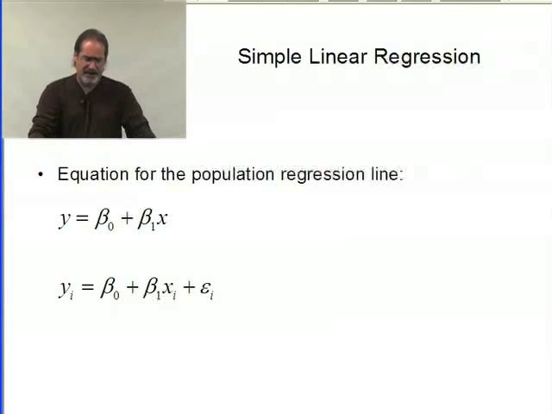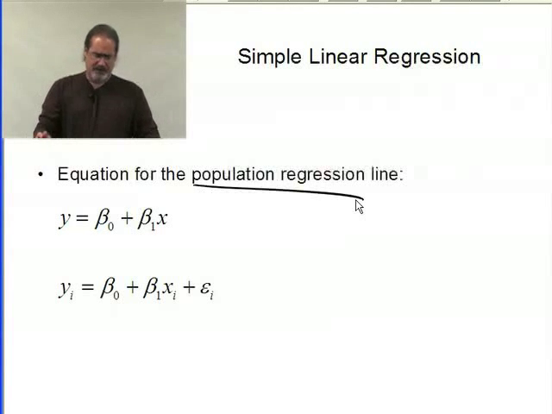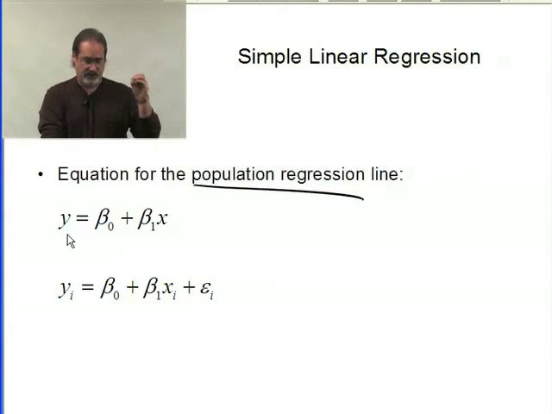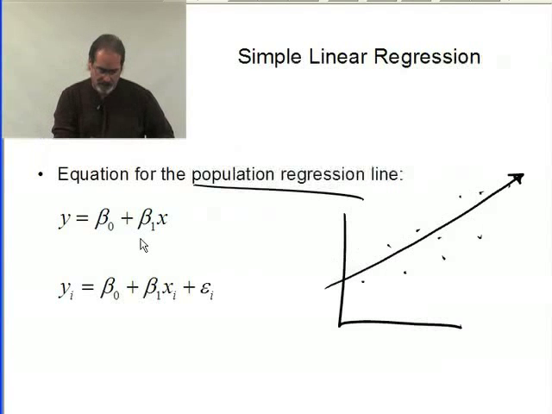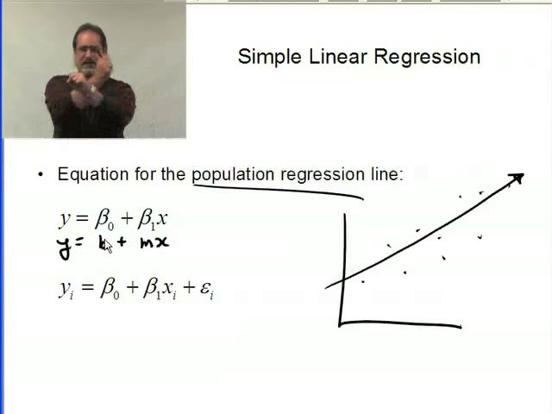Now, the equation for the population regression line. The population regression line is going to have population parameters in it. First of all, y is like the equation of the line, I'm sorry. If this is my data, if this is population data, then y equals beta naught plus beta 1 x is the equation of this line. Now, we're thinking of beta 1 as the same as m. Remember the equation y equals mx plus b? In statistics, we can turn those around.